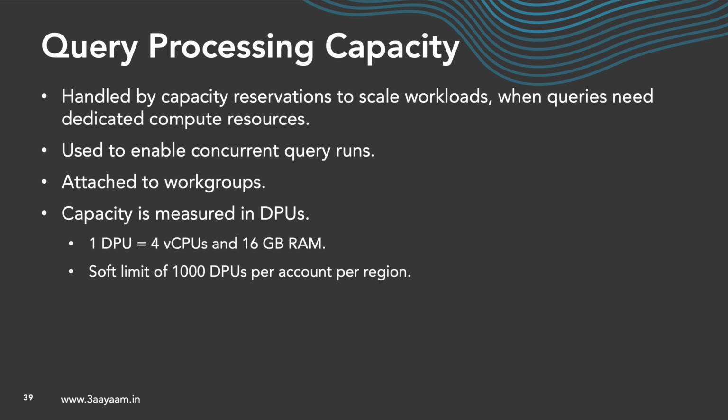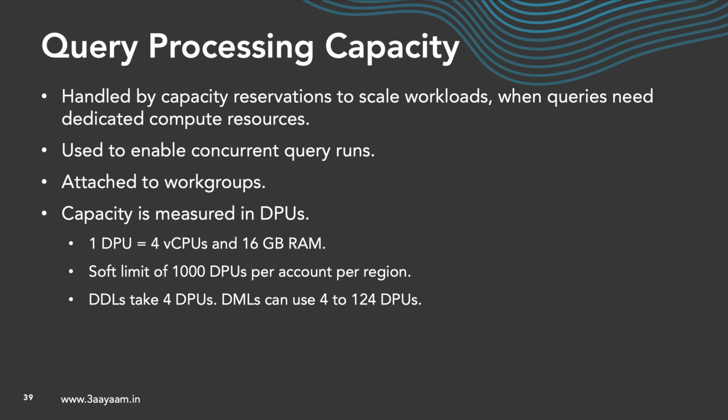There's a soft limit of 1000 DPUs per account per region, meaning that the maximum DPU that you can provision is 1000, which is 4000 vCPUs and approximately 16 terabytes of RAM. But it can be increased by raising a support ticket with AWS. And this is a typical guideline that can be used. So DDLs typically take 4 DPUs, and DMLs can use anywhere between 4 to 124 DPUs, or maybe more than that also, depending on the query that we are running.